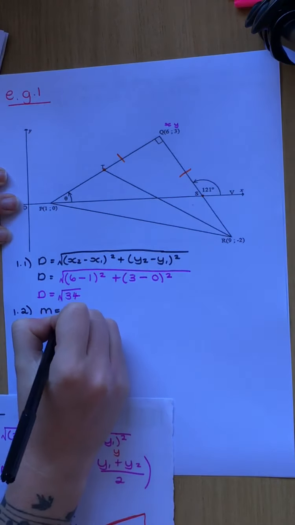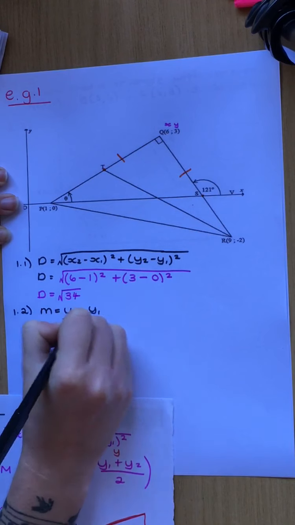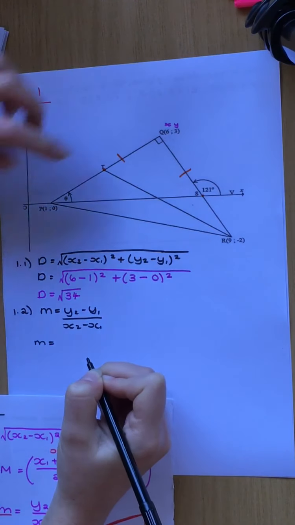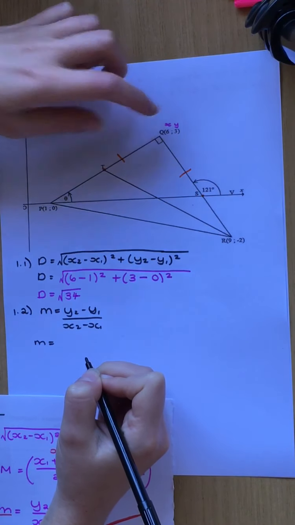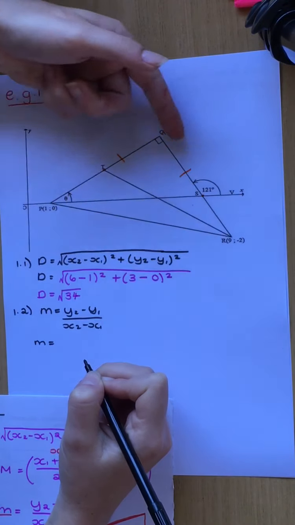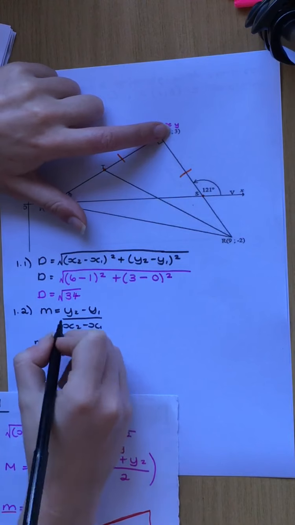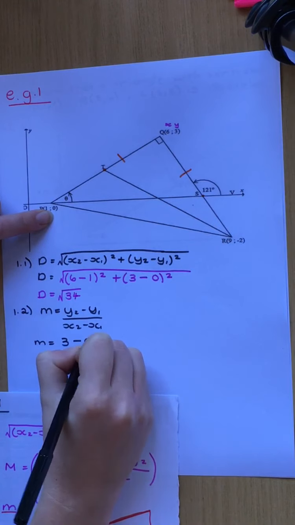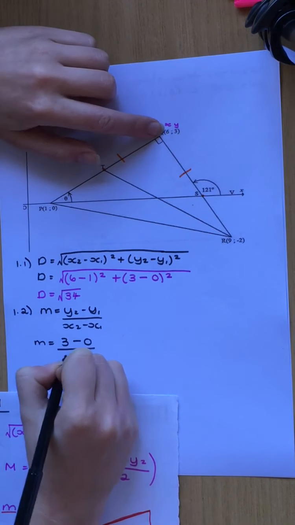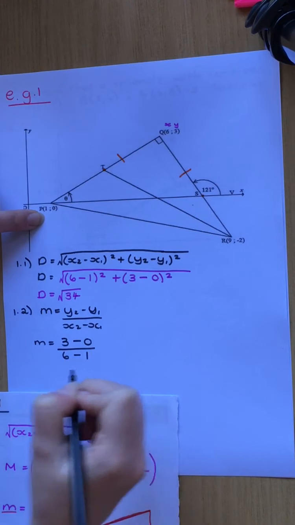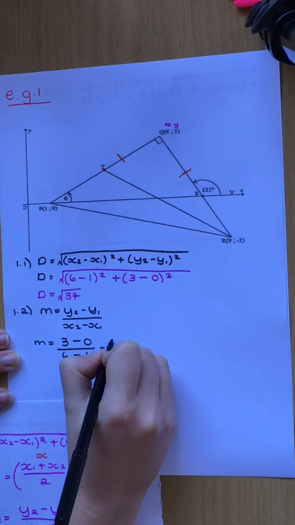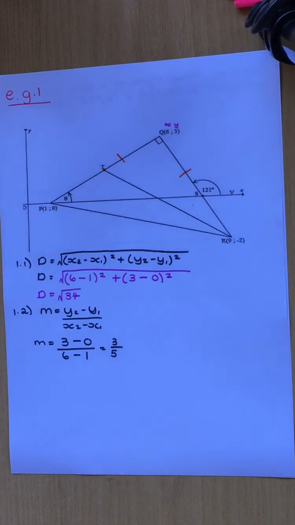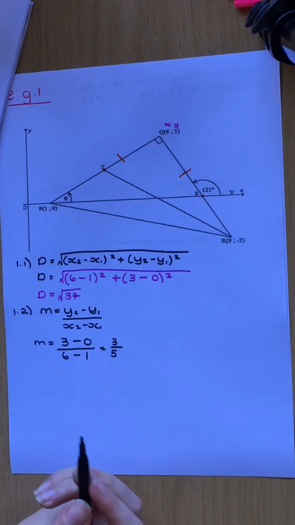Your gradient is y2 minus y1 over x2 minus x1. Again, if I start with this one, in other words, if I use y2 there, I must use x2 there. So y2 is 3 minus your other y, which is 0, all over x2, which is 6, minus your other x, which is 1. So what does this equal? It's 3 over 5. So there, your gradient for 1.2 for PQ is 3 over 5.